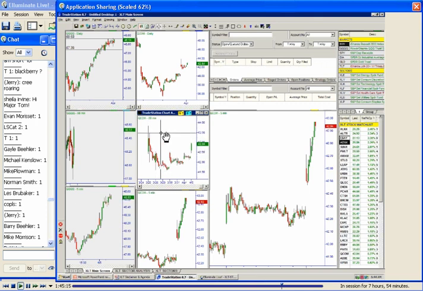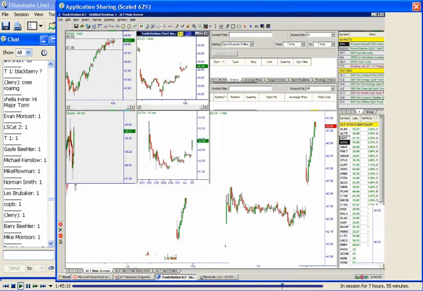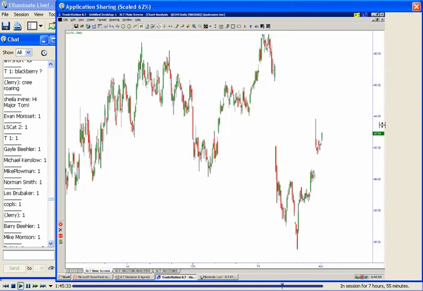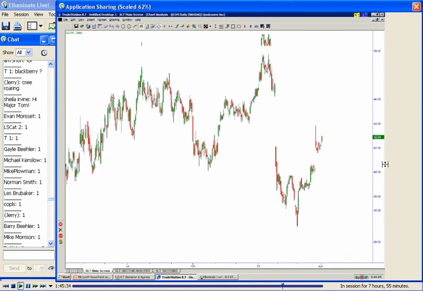Yeah, I'd wait. This is just me personally. I'd wait till this gets at a more extreme level here on Qualcomm. So you're kind of in the middle of that range right there, on the 60. Okay, I want to see it at a much more extreme level up here higher. Nice little inverse head and shoulders there on Qualcomm though.